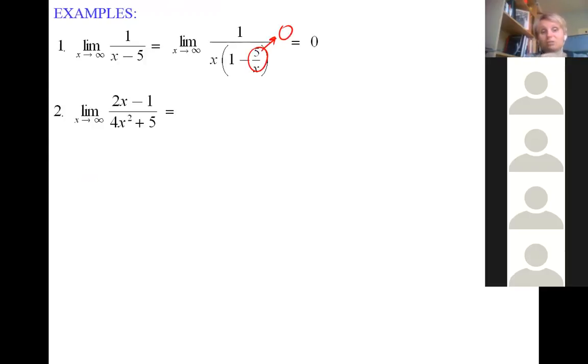Okay, let's look at this one. This one is a limit at infinity of 2x minus 1 over 4x squared plus 5. What do you think? This one is a little bit trickier.